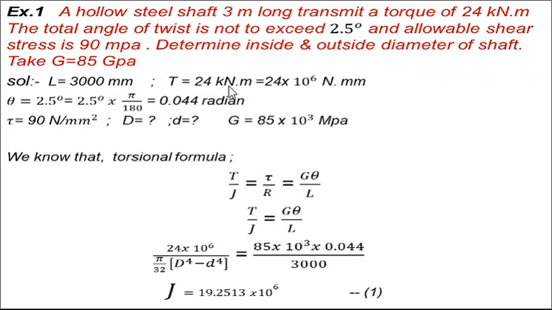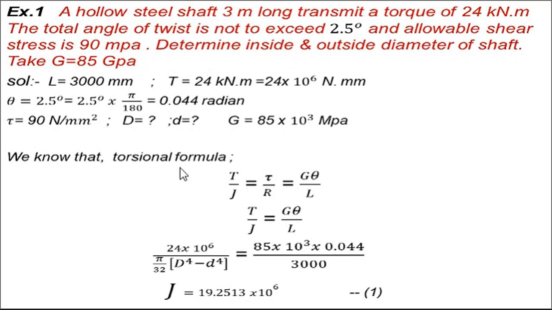The torque applied is 24 kilonewton into meter. Convert it into Newton mm by multiplying by 10 raised to 6. The theta value of 2.5 degrees is given. First of all, convert that degree into radian by multiplying by pi by 180. We'll get the value 0.0436 radian. The tau value, the maximum or allowable shear stress, is given as 90 Newton per mm square, and G is the given shear modulus. The capital D and small d, the outer diameter and inner diameter, we have to determine.